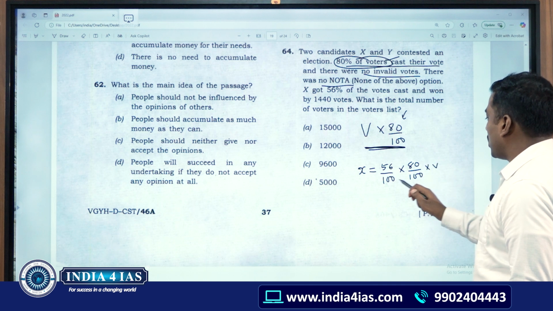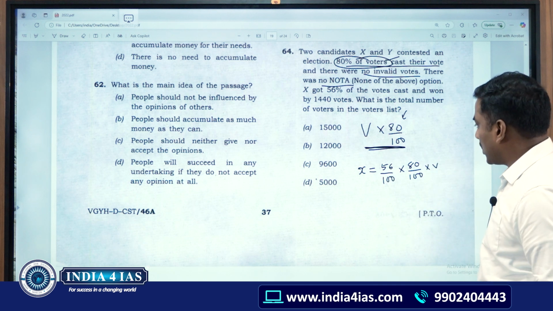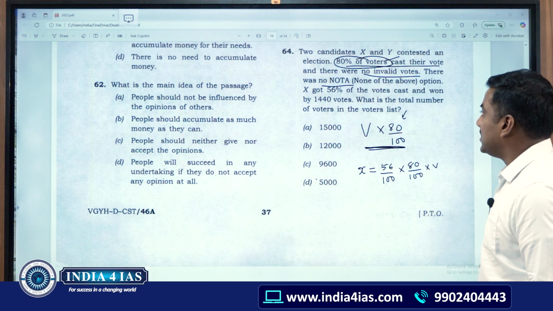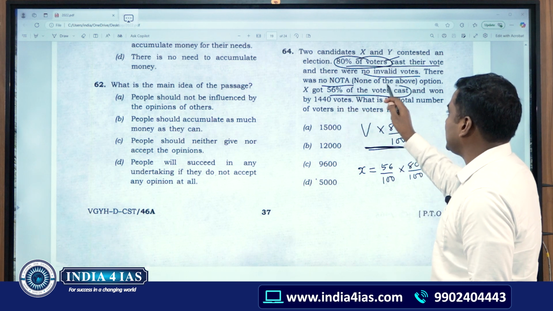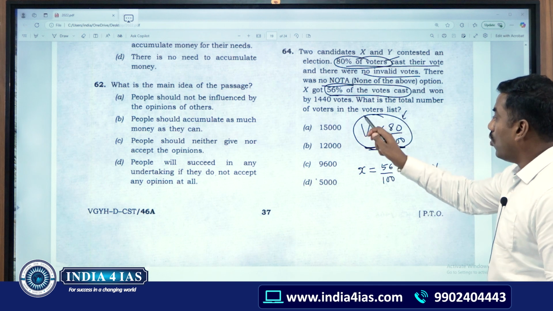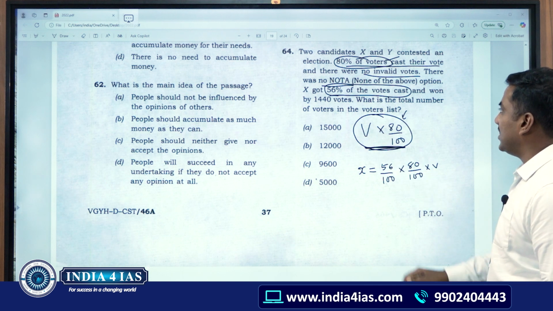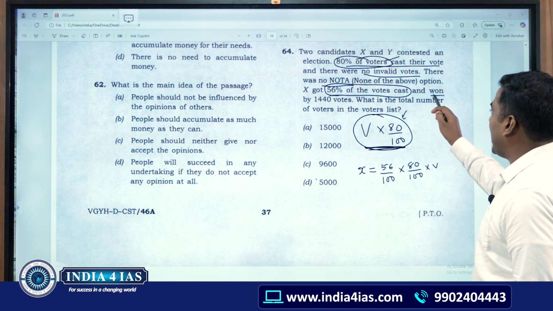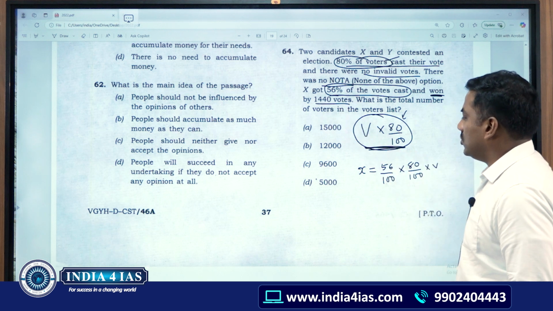So this is what is got by X. 60% of the votes cast. 56% of the votes cast. Votes cast are this, and 56% of that. And X won by 1440 votes.